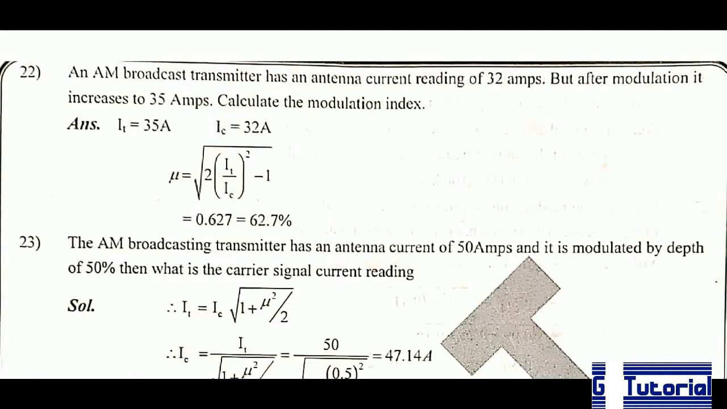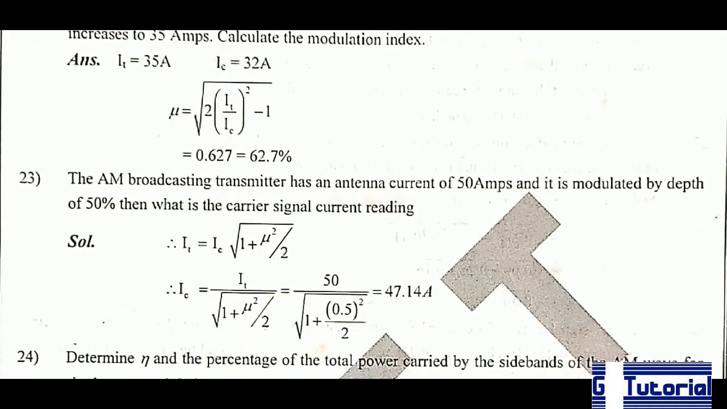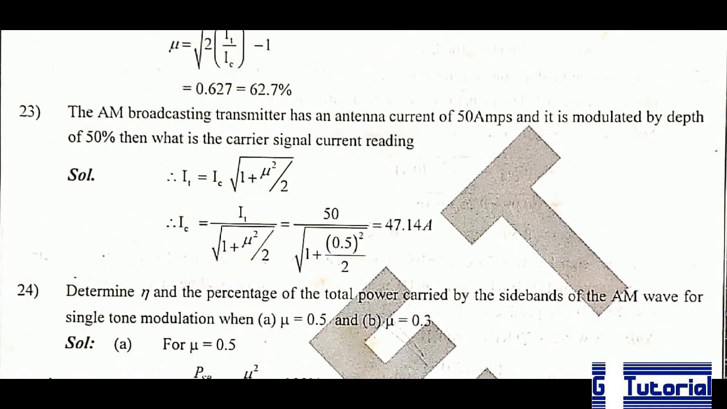Next question. The AM broadcasting transmitter has an antenna current of 50 amps and it is modulated by a depth of 50%. Then what is the carrier signal reading? Here we are given the transmitted current as 50 amps and the modulation index is 50 by 100, that is 0.5. We are asked to find the carrier signal current. So Ic is equal to It by root of 1 plus mu square by 2. Substituting the value of It and mu, we will get the answer of Ic as 47.14 amps.